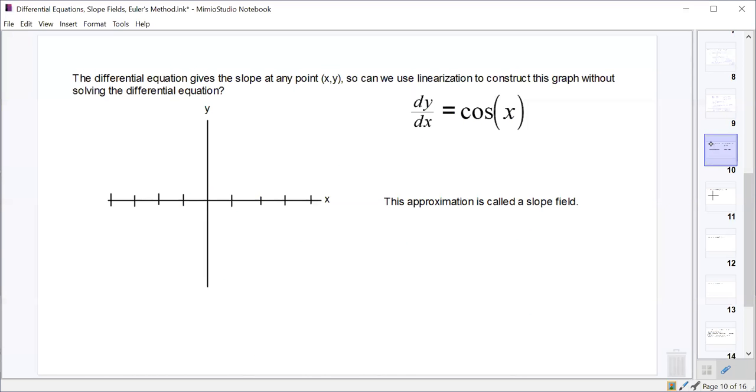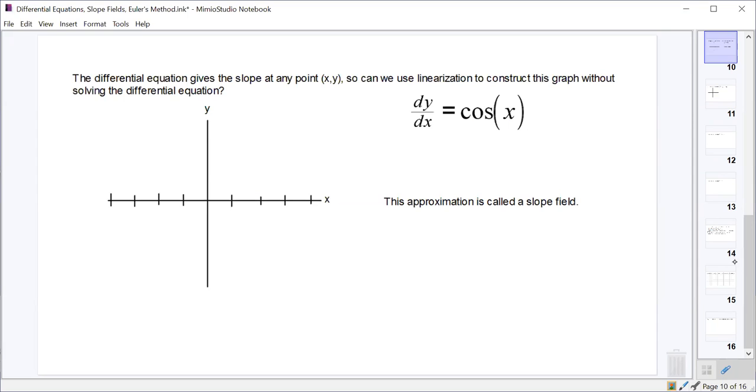Now let's move into a little bit of a talk on slope fields, right? And hopefully we remember what a slope field is. A slope field is just a graphical representation of the solution to a differential equation.